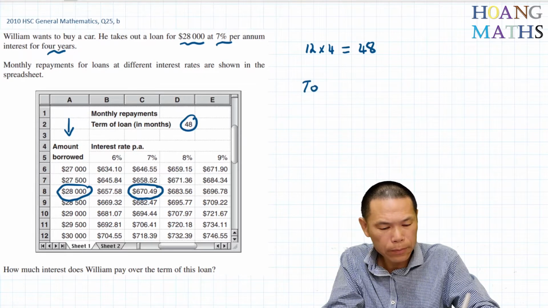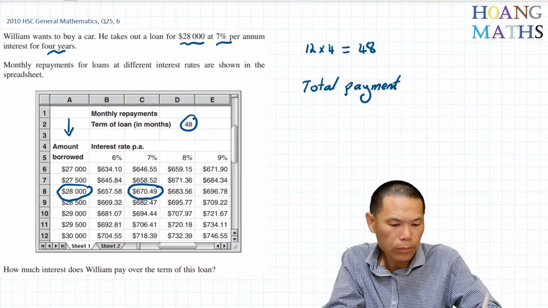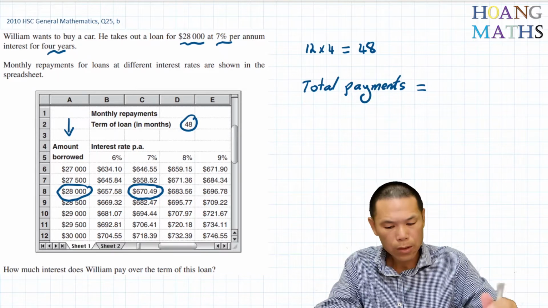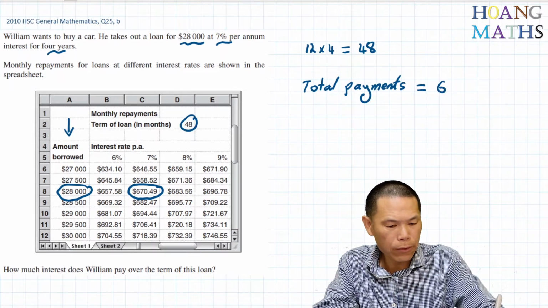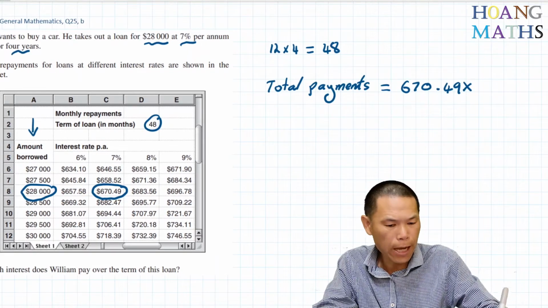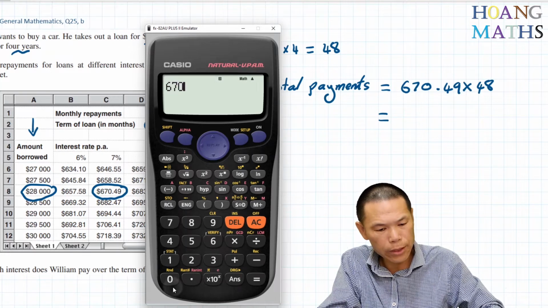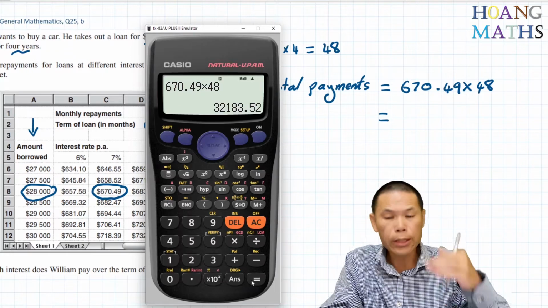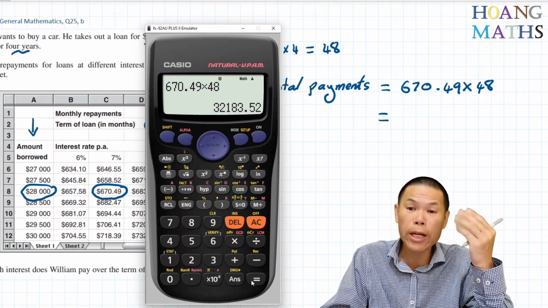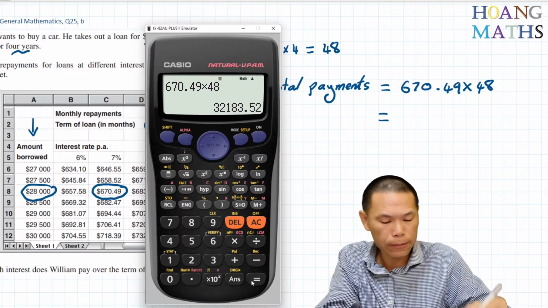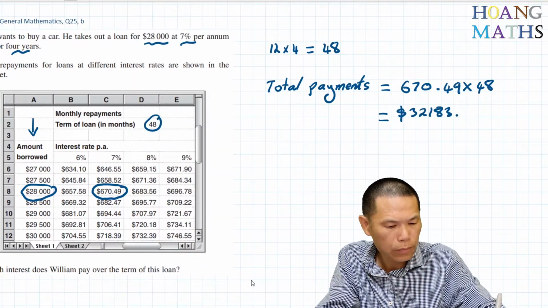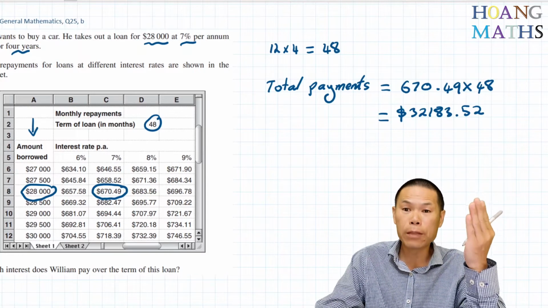So let me just work this out. The total payment is equal to, every month he needs to pay $670.49, and he pays that 48 times. So 670.49 times 48. So that is $32,183.52. That is the total amount that he's paid back to the bank.